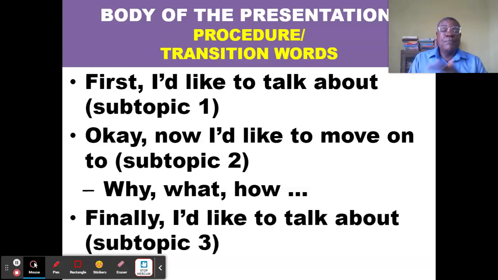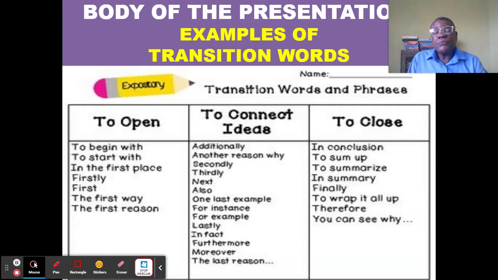Then, of course, when presenting the last subtopic, you can say, finally, I would like to talk about. So transition words and phrases are a very important way of making your presentation interconnected and coherent, in a manner that enables your audience to flow naturally with you and to follow your line of argument during the presentation.